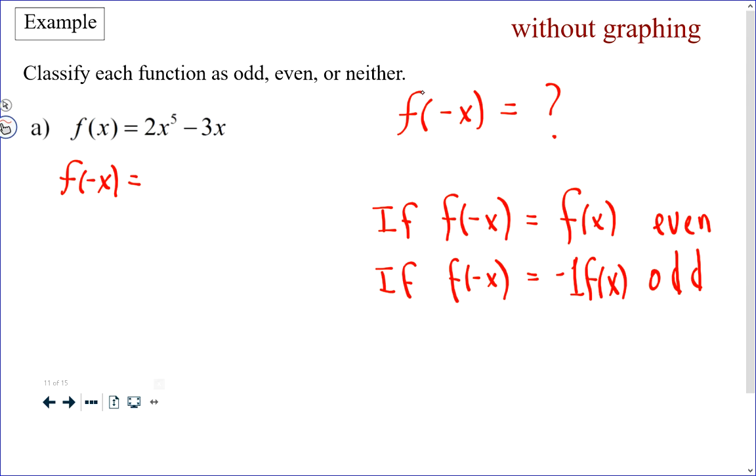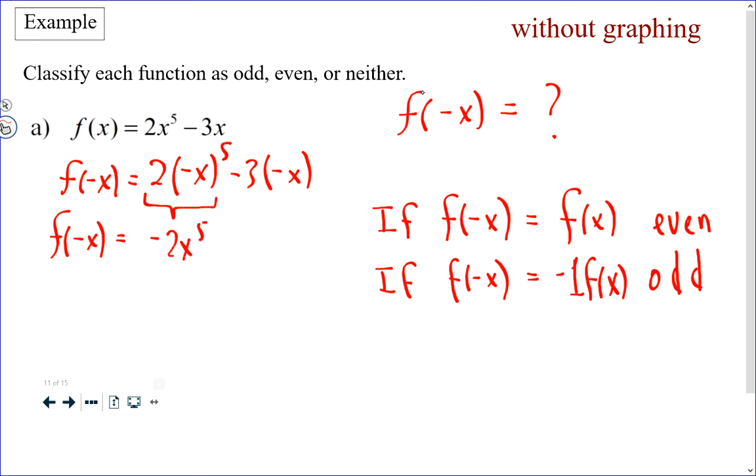What I'm going to do is replace every x in the original function with negative x, because I'm finding f of negative x. So when I replace every x with negative x, I get 2 multiplied by negative x raised to the 5 minus 3 multiplied by negative x. When we take a negative raised to an odd exponent, it retains its negativeness. So 2 multiplied by negative x raised to the 5 would give us negative 2x to the 5. And then negative 3 times negative x is positive 3x.